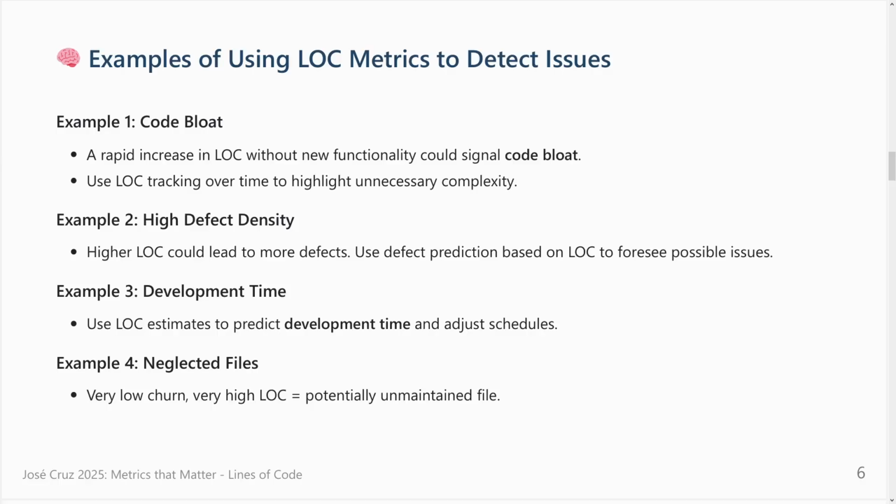So the code per se doesn't grow too much, but you have new functionality in your application. So high defect density, meaning many defects. High lines of code could lead to more defects. That's quite intuitive. That's how they appear when we write code, right? Use defect prediction based on lines of code to foresee possible issues.